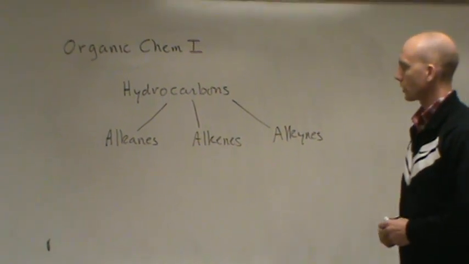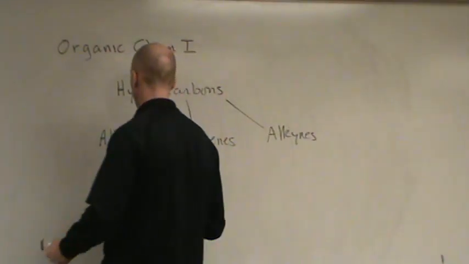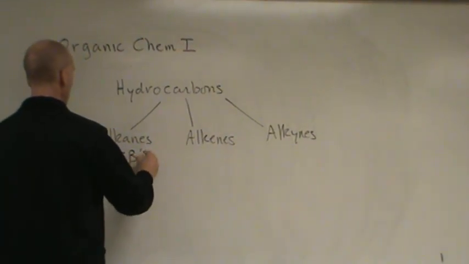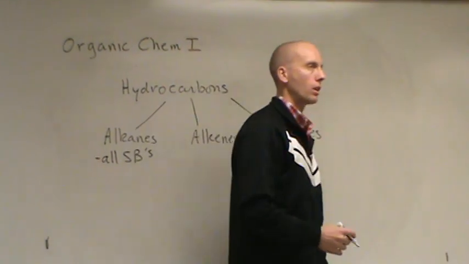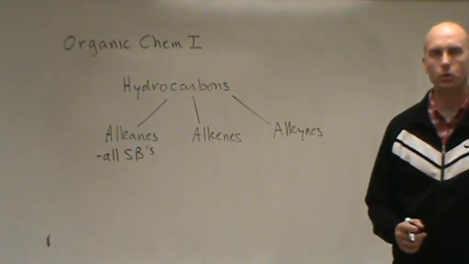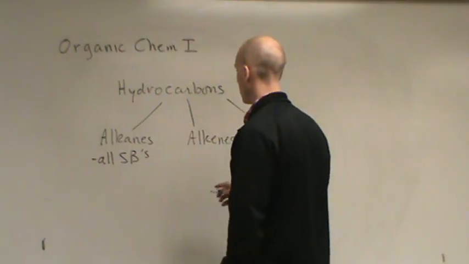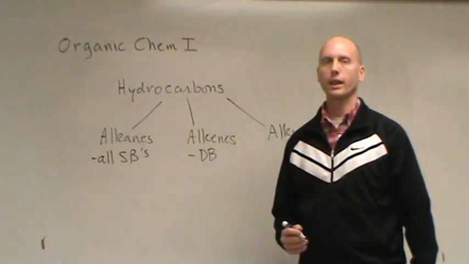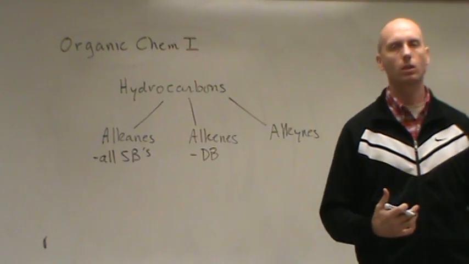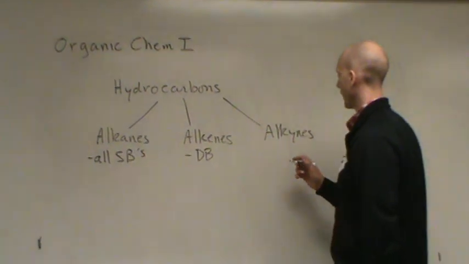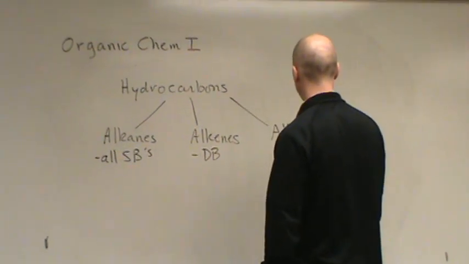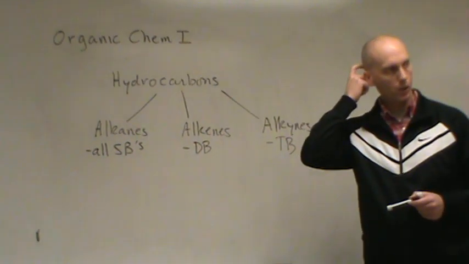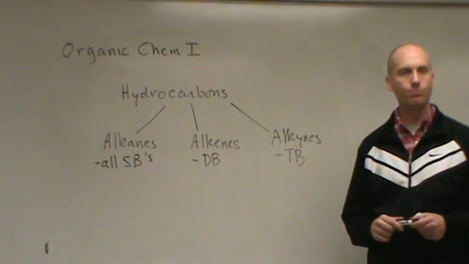So remember these alkanes, okay, all the carbon bonds are single bonds. Alkenes, what are those? I have at least 1 double bond in the molecule. And an alkyne, remember, I have at least 1 triple bond in the molecule. Okay?